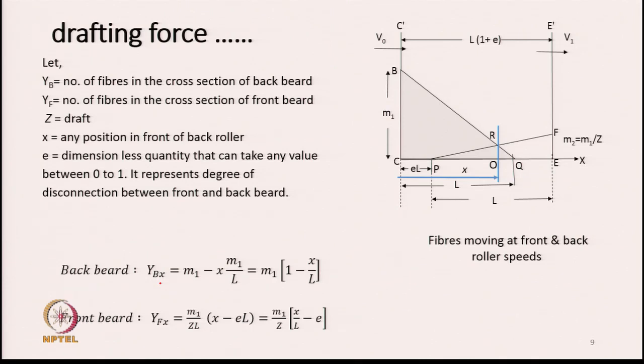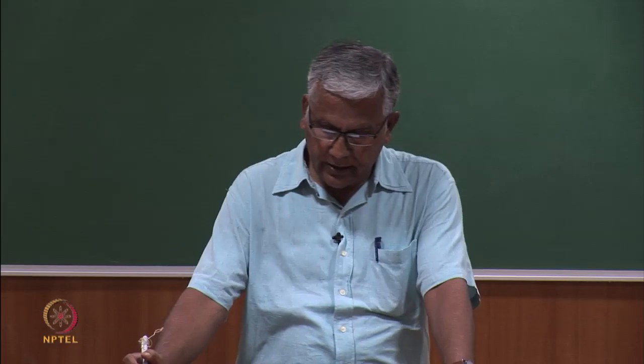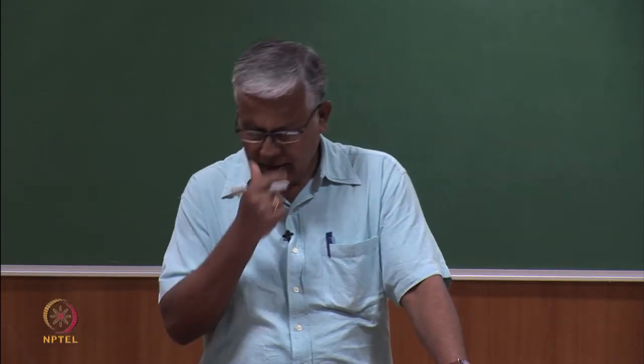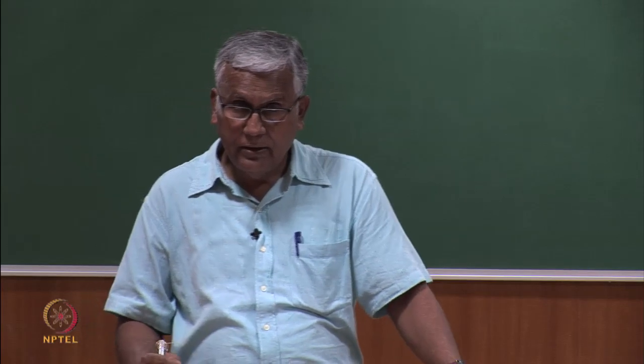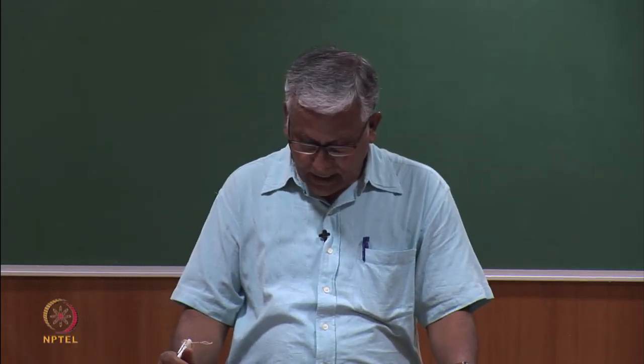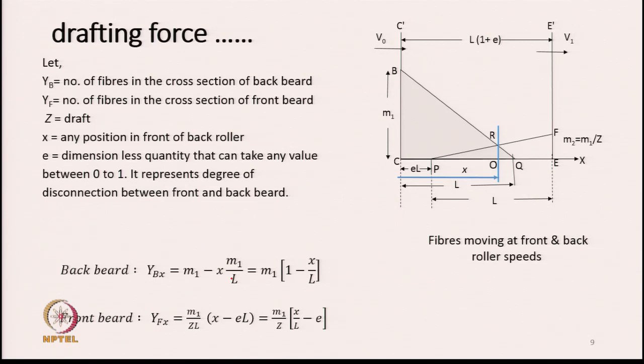The slope in this case is going to be m1 by L, and the negative sign indicates it is a negative slope. You all know the equation of a straight line, which is y equal to mx plus c. C in this case is m1, m is the slope which is negative in this case, that is m1 by L, and x is the distance from the origin. Hence, we get m1 minus x into m1 by L; we take m1 common and we get this equation, very simple.